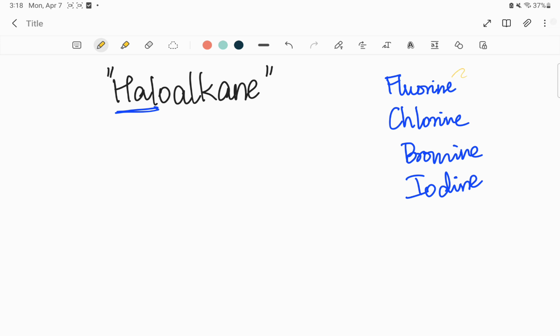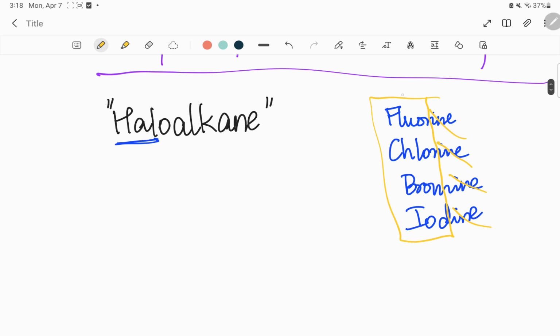Now, in the place of hal, we need to replace these words. However, we need to remove the last three letters, that is ine. If you remove these last three letters, you will get the words fluor, chlor, brom, and iod. So these words need to be replaced in the place of hal. Wherever you see hal in any of the nomenclature rules, not only for haloalkanes and haloarenes, for any other name also, if you find hal in the nomenclature rule, then you need to replace these words.